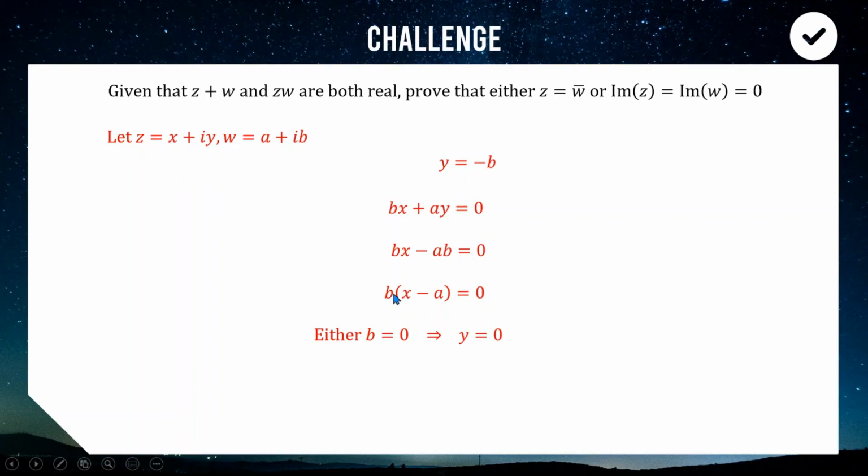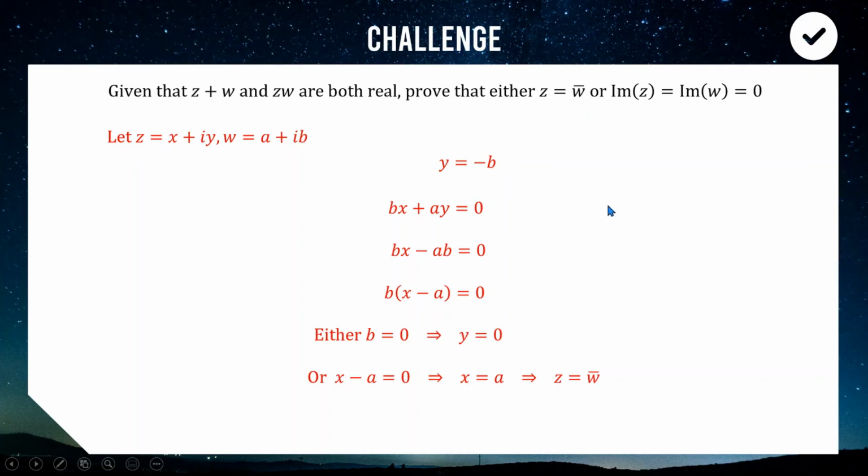All right, the other possible scenario is that maybe b is a number, but x minus a is equal to 0, which gives us this answer. So if x minus a is equal to 0, this means that x is equal to a. Okay, looking back at our original equations, if x and a are the same thing, this means that z is equal to w conjugate, because we said that if these two things are the same and y is equal to minus b, then we've got the same complex numbers, but one's positive and one's negative. So we have z is equal to w conjugate.